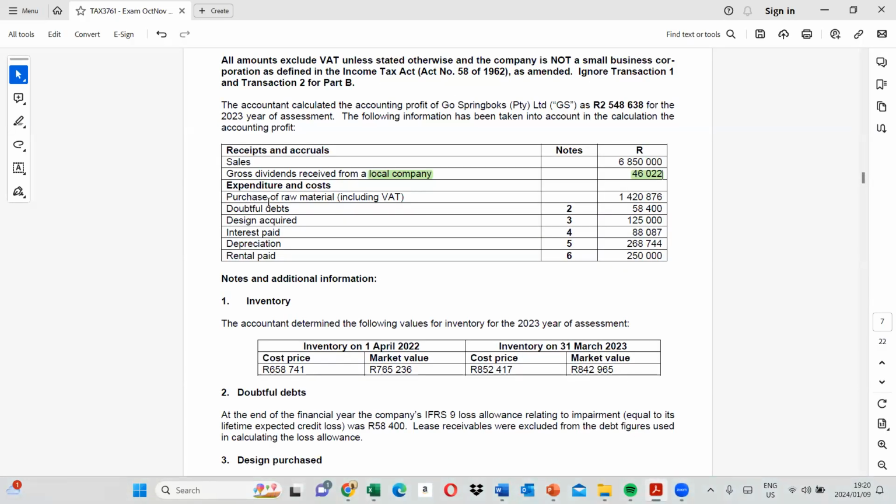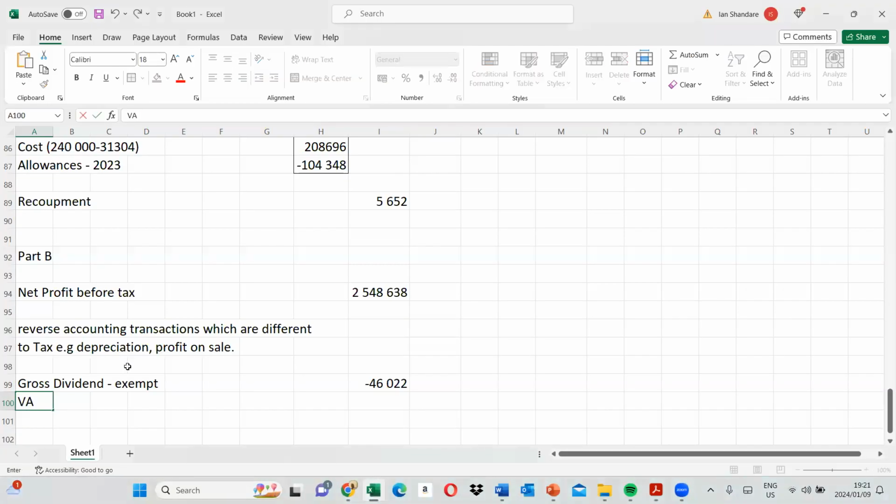And then we have expenditure. So do you see purchase of raw materials? So in this regard, there's purchase of raw materials, including VAT. Now, both SARS and accountants deduct purchase of raw materials. These are purchases. But the only problem now is this amount includes VAT, so we have to deduct that. So VAT on raw materials. We have to remove the VAT that is included in the purchase price of raw material.